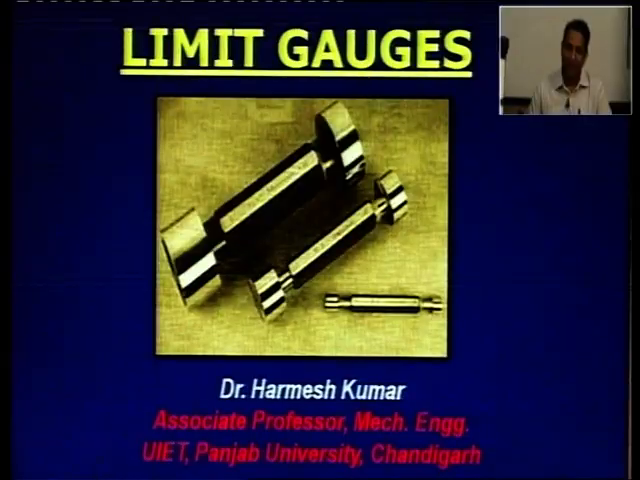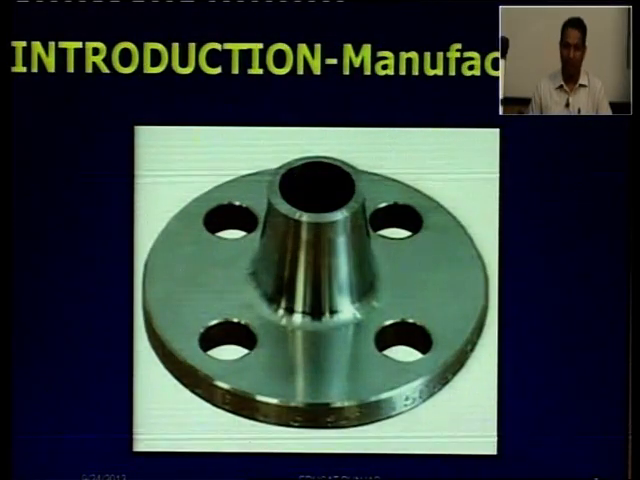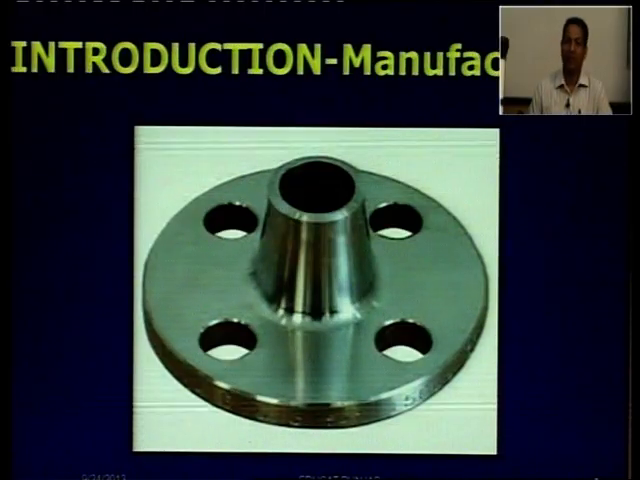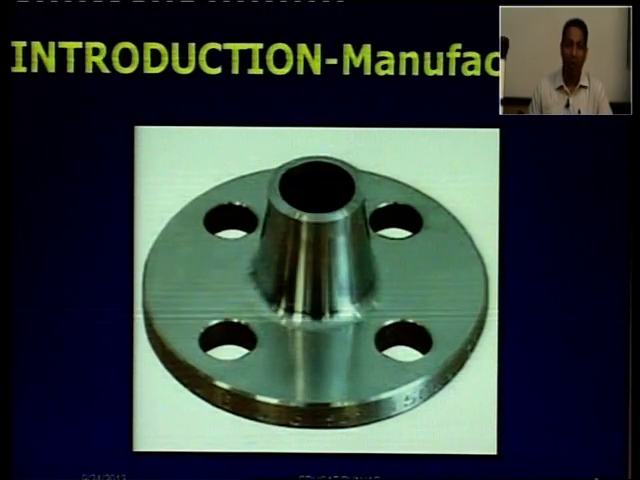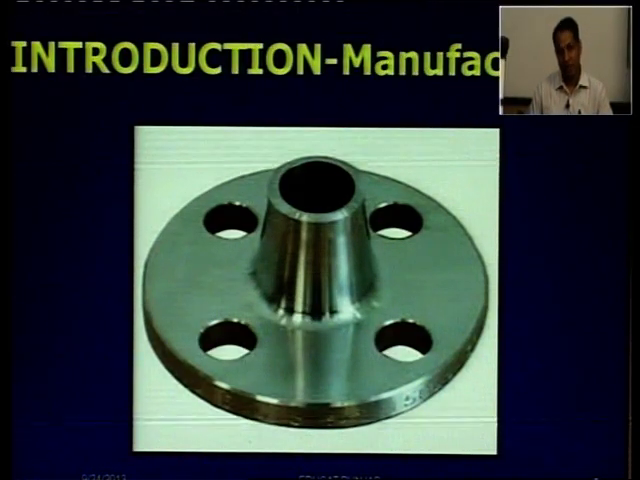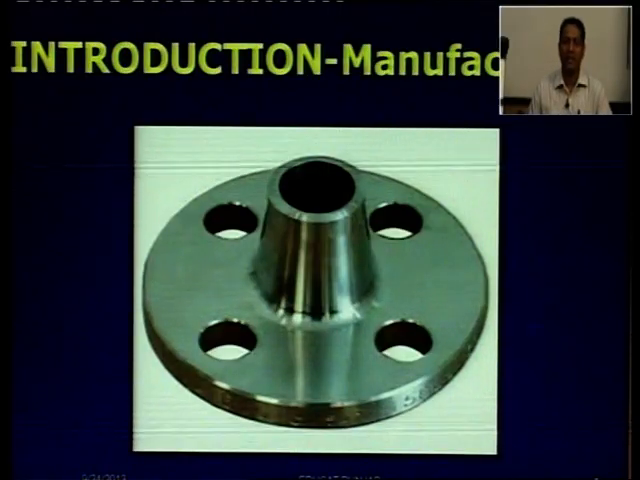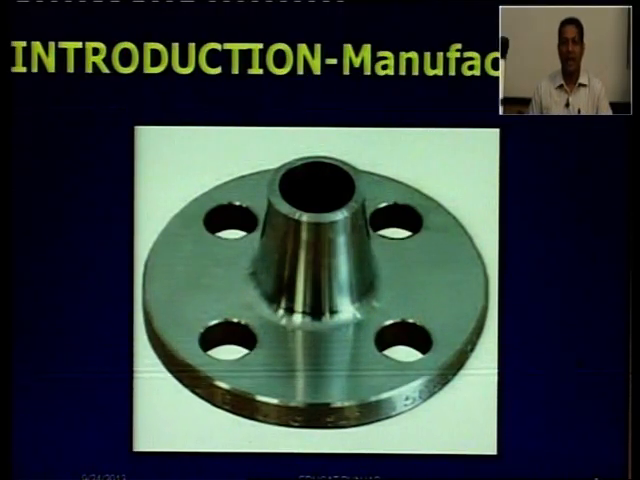Before coming to limit gauges, my dear friends, I want to discuss manufacturing. Manufacturing means to manufacture something. When we have to remove material from the surface of the workpiece to make it according to our requirement, then it is called manufacturing. We may have to drill a hole, make a chamfer, or do any other operation: grinding, milling, knurling, tempering, so many things. The purpose is that we want to make the component according to our requirement.